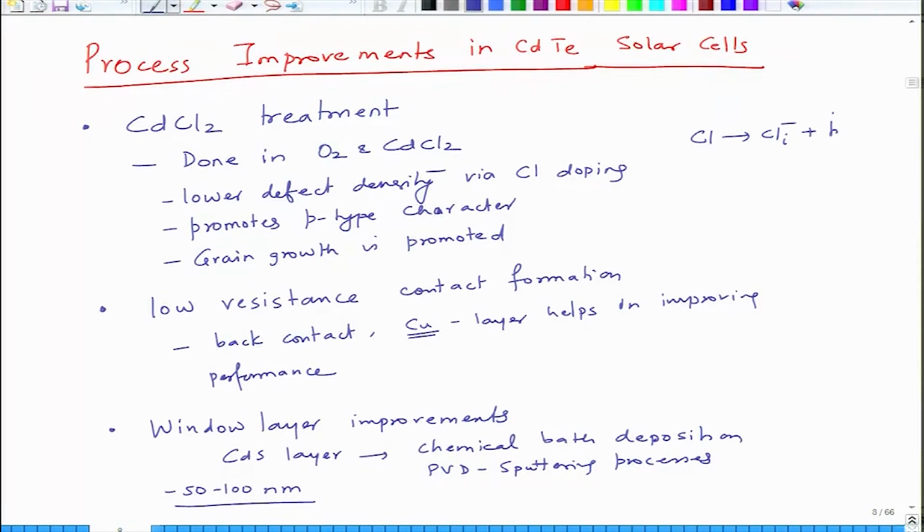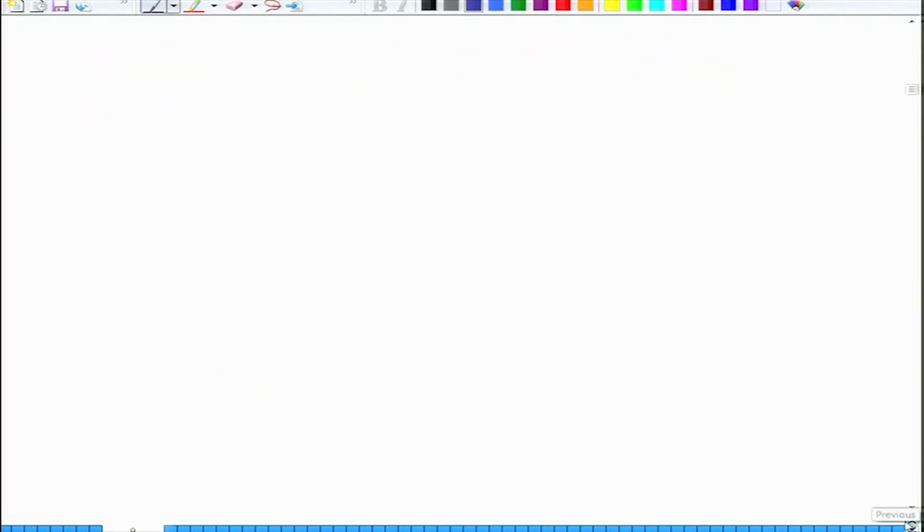Okay. So the quality of the CdS layer, which is to be deposited using chemical bath deposition or PVD processes, is quite important. And as I said, CdCl2 treatment is important because that promotes p-type behavior. It also promotes the grain growth. So this is essential for getting good properties along with some modification in the back contact.